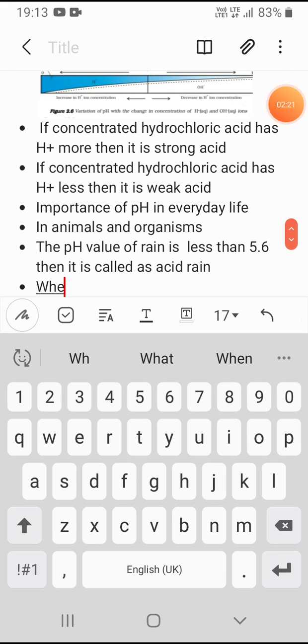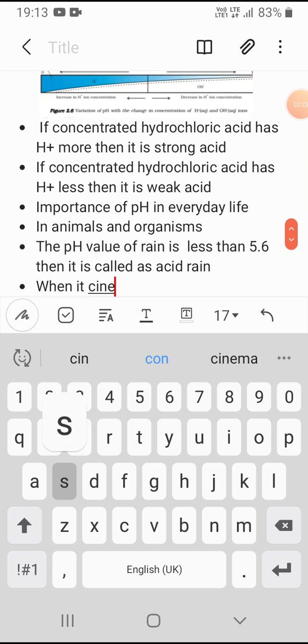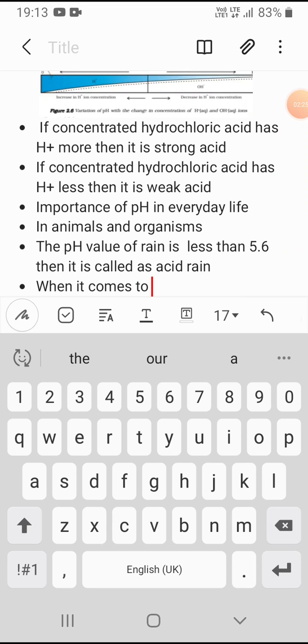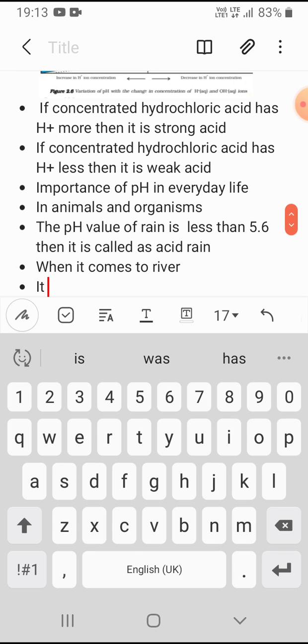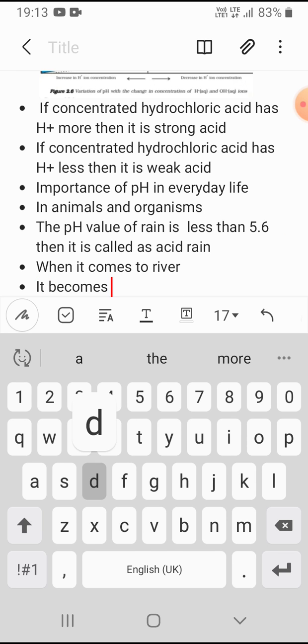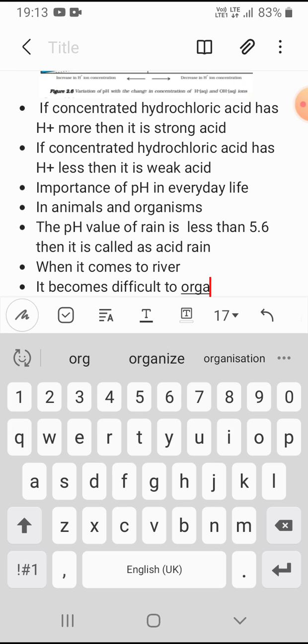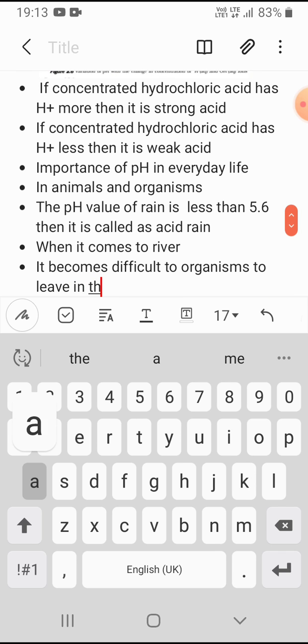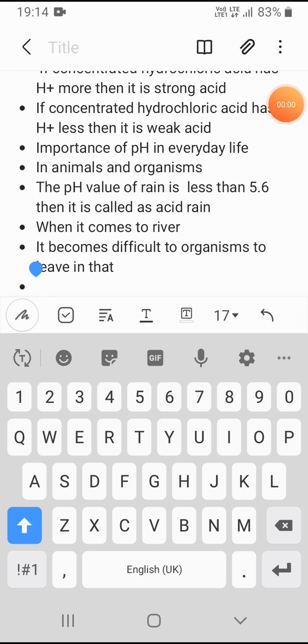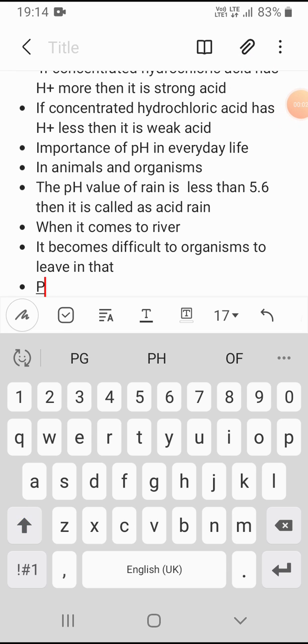And when the acid water comes to a river, it becomes difficult for organisms to live in that water. It becomes difficult for them.